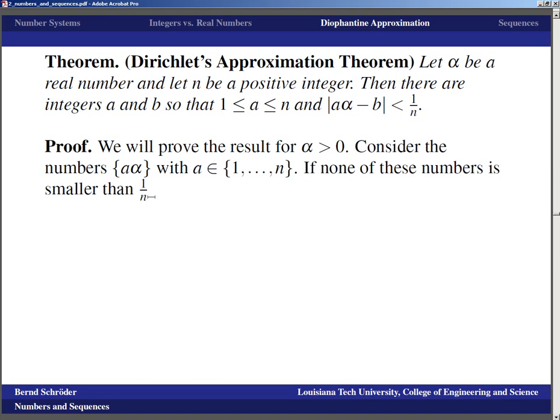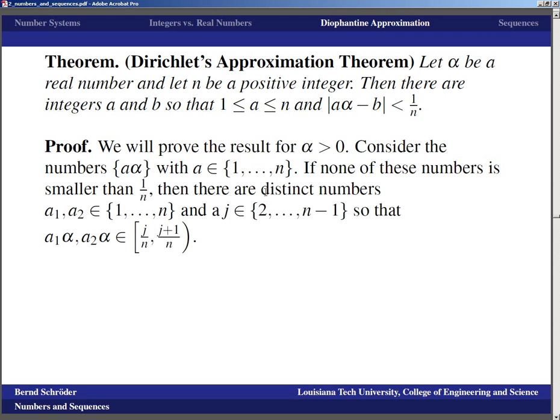Well, if none of these numbers is smaller than 1 over n, well, then we've got n numbers in boxes, right? The box from 0 to 1 over n, from 1 over n to 2 over n, from 2 over n to 3 over n, and so on, all the way to n minus 1 over n to n over n, which is 1. So when that happens, then there must be distinct numbers a1 and a2 between 1 and n, and a j between 2 and n minus 1, so that a1 alpha and a2 alpha are in j over n, j plus 1 over n, and those should be the fractional parts.